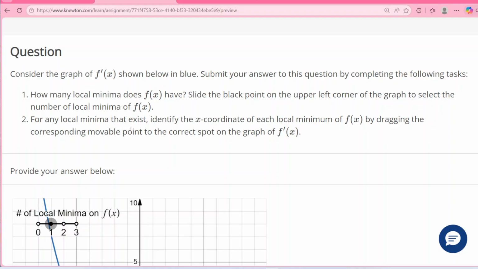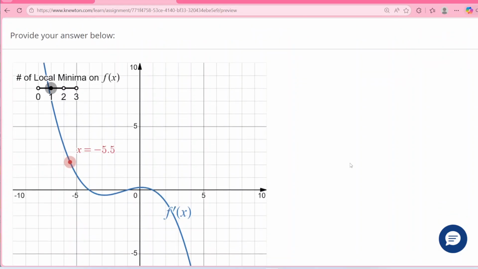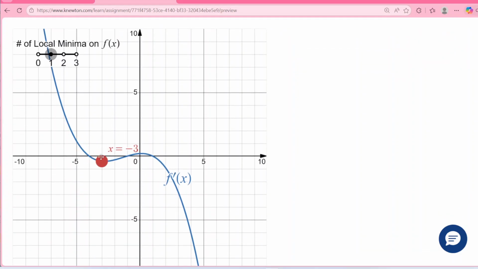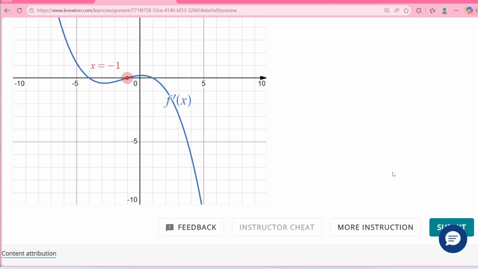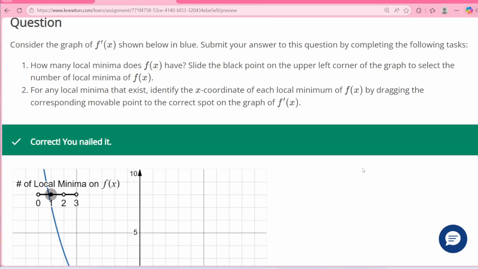And then for any local minima that exists, identify the x-coordinate of each local minimum of f by dragging the corresponding movable point to the correct spot on the graph. So they gave the 1 point here. Move it to the critical point. See at -1, that's where the derivative is 0. F prime is 0, and to the left, f prime is negative. To the right, f prime is positive. So again, the graph of the original f would have a local minimum value. It'd be at the bottom of a valley here at x equals -1. And that's it. So once you've got the right points placed, hit submit. Great.